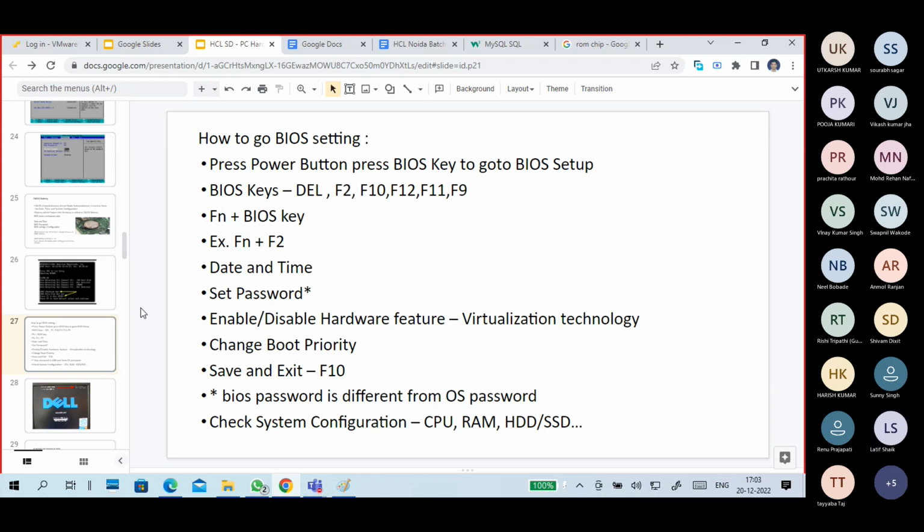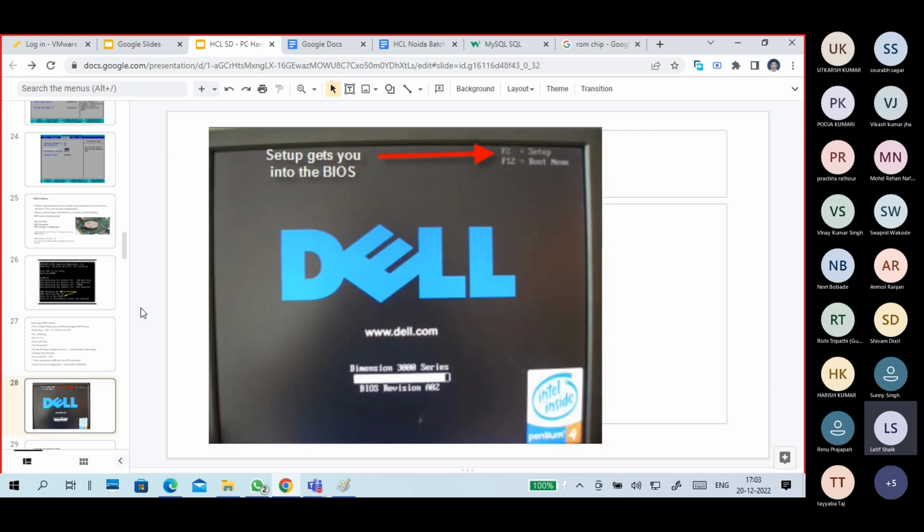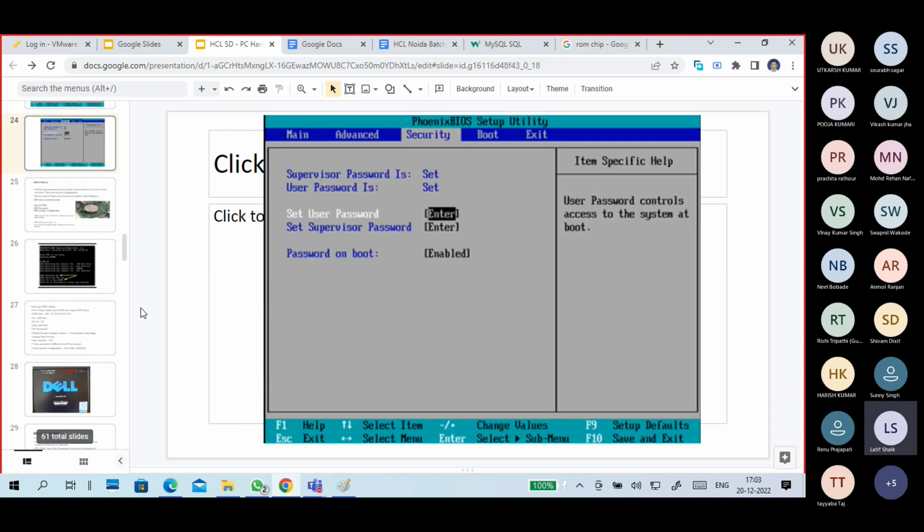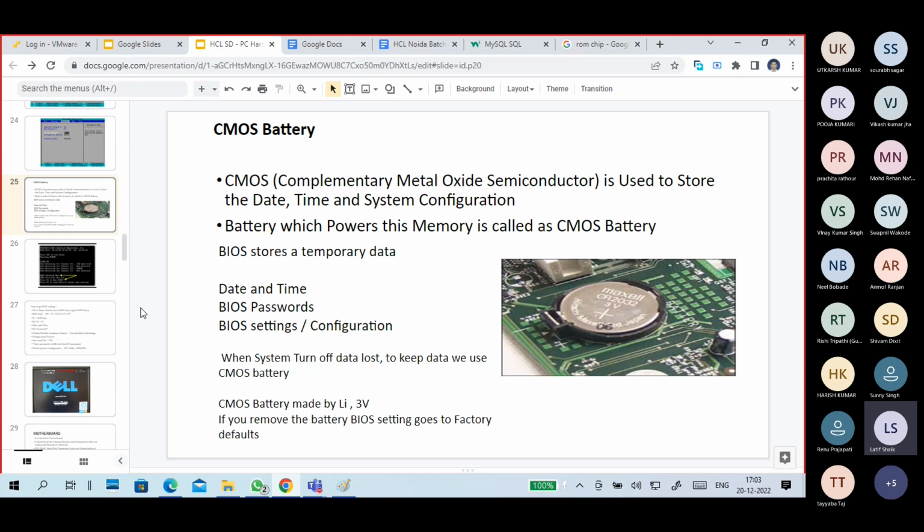Why did I put a star on BIOS password? BIOS password is different from operating system password. There is a rumor, some people believe that if you remove the BIOS battery, the operating system password is also gone. No guys, BIOS password is different, operating system password is different. This is about basic BIOS settings. One more small part is there.